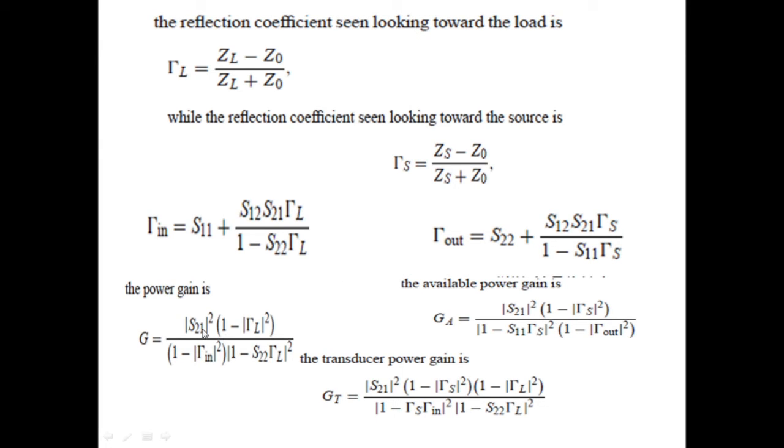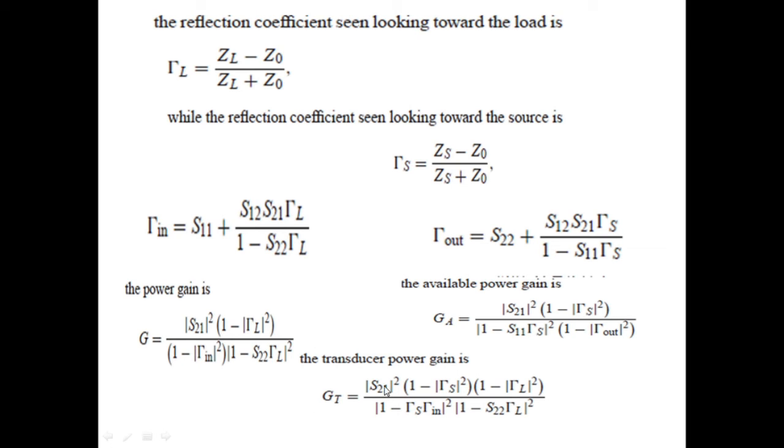See these formulas: they have given mod of S21. The reason is that in questions, values like S21 and S11 are given in polar form, for example 0.22 angle of minus 160 degrees. So for mod of S21, you take only the magnitude and neglect the phase. That is the notation of mod of S21: mod represents that you have to consider only the magnitude, not the phase.